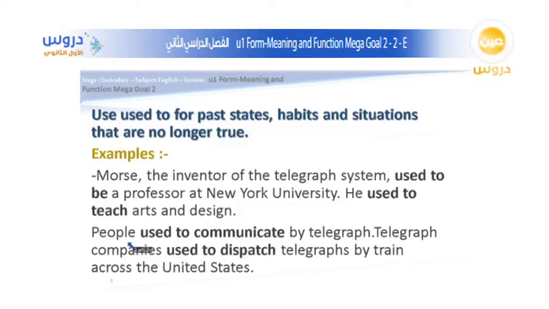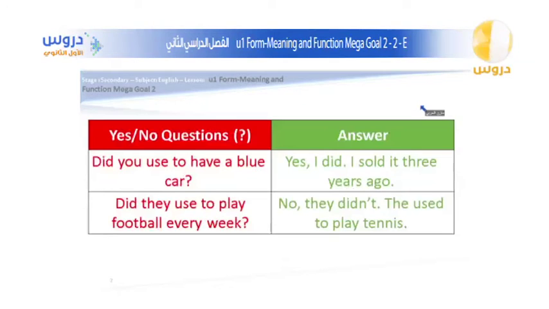And here also another example, people used to communicate by telegraph. Telegraph companies used to dispatch telegraphs by train across the United States. So all of these also use used to in the simple past, which are no longer true or no longer exist. Okay, so now how can we ask a question for used to?